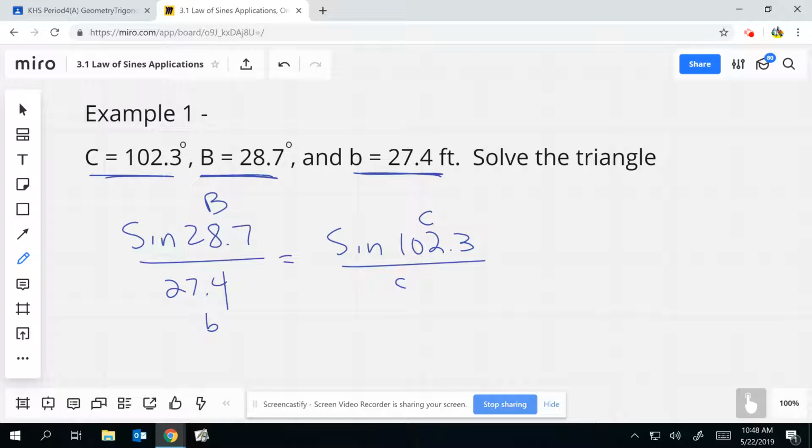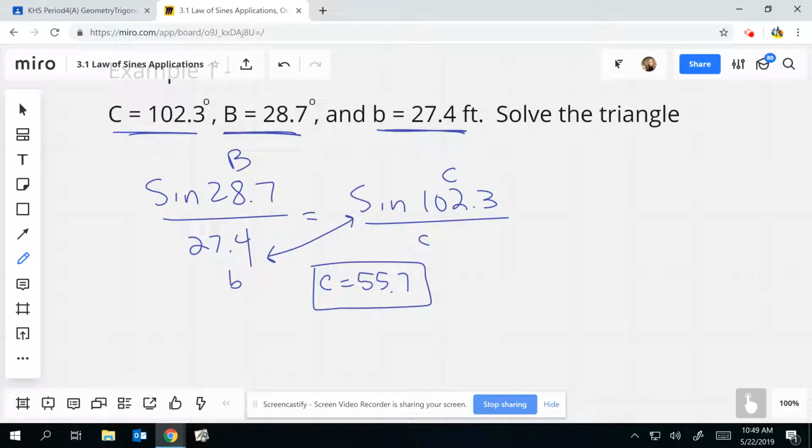So the two that are numbers that are diagonals are those two. So I'm going to do those two first. Sine 102.3 times 27.4, and I would encourage you to put these in your calculator and make sure you're getting the same answers. You don't want to think you're doing it right when really you're doing it wrong, and make sure you're in degree mode because we're using degree numbers again. So we're multiplying those two, and we're dividing by the one that's next to little c, which would be sine 28.7. You're going to end up with 55.7 for your little c. So that's one answer. It does say solve the triangle.